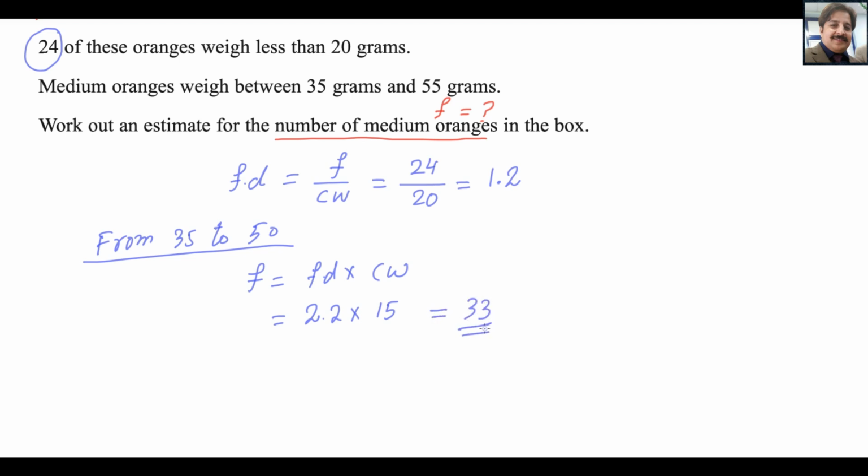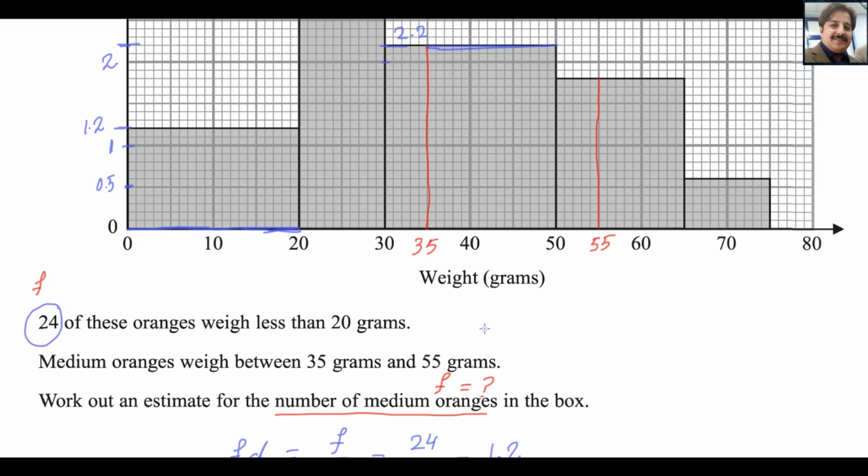Now there is one more interval from here. What is this point? We can calculate. It is 1 here, this is 1, and this one you can calculate. It is up to this, it is 1, and 1.5, 1.6, 1.7, 1.8. So this height is 1.8. Frequency density is 1.8 for this interval, and the class width is 5.